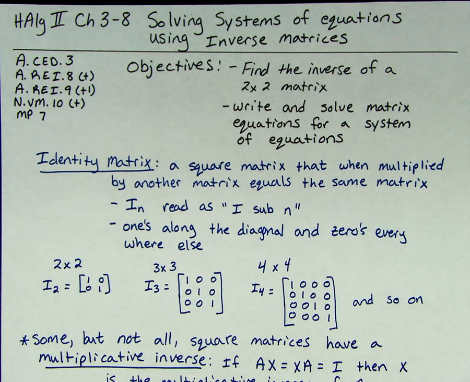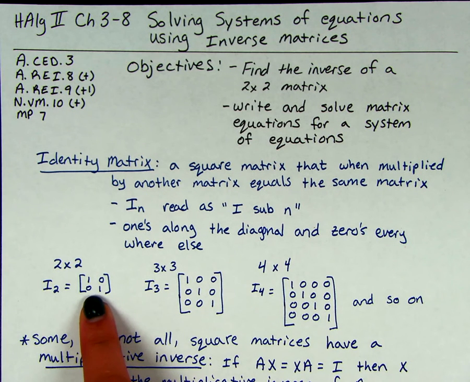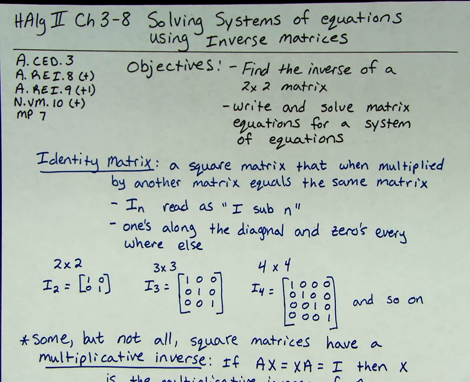Again, the identity matrix is the same idea as 1 in our real number system. So if I take 1 times 2, that equals 2. If I take this 2x2 identity matrix times another 2x2 matrix, we're going to get that same matrix back. So when we multiply by the 1, it doesn't really do anything.